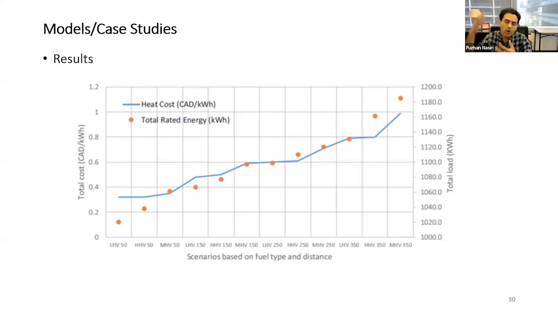It is derived based on the kind of, so we do have a multi-objective optimization here. So it is derived based on the kind of Pareto points. In that respect, we could see the yellow dots are the best values we could get in terms of energy production, and the best values in terms of the cost are the blue line. They are interpreted from the Pareto front.